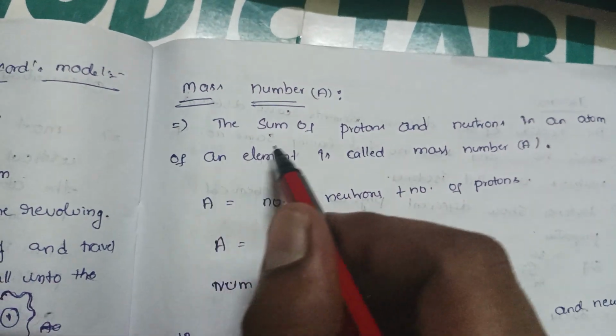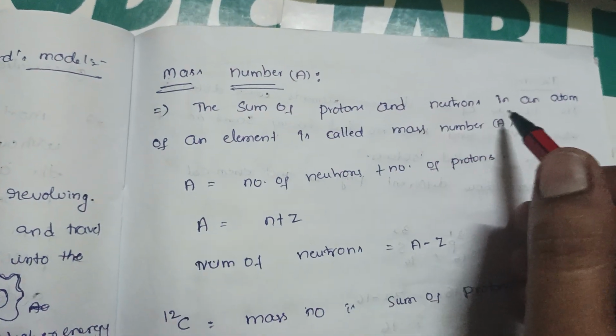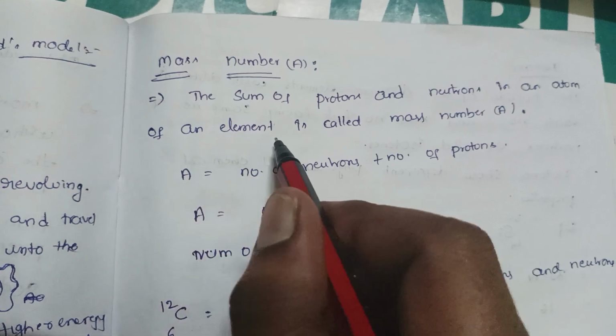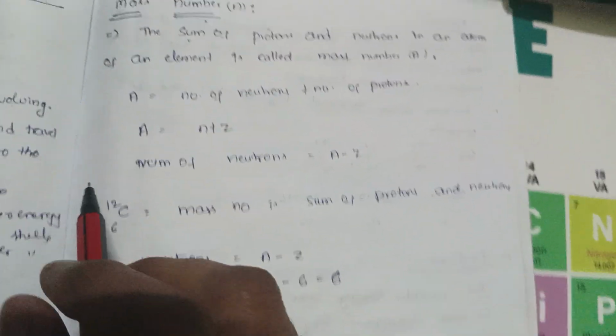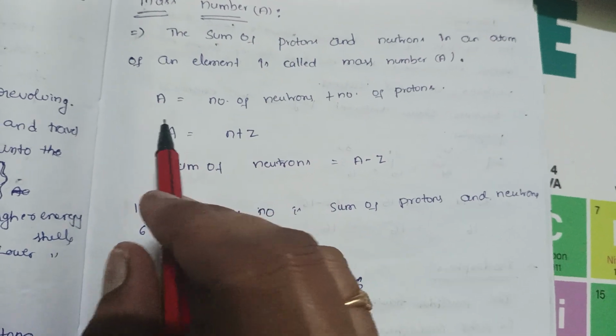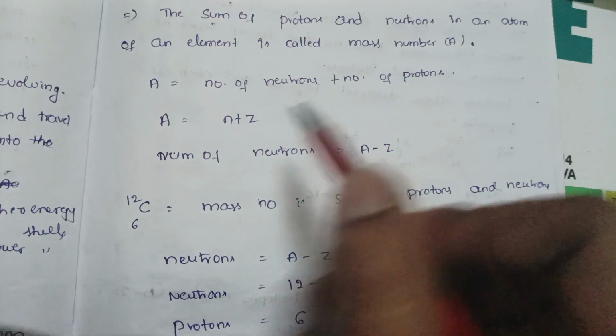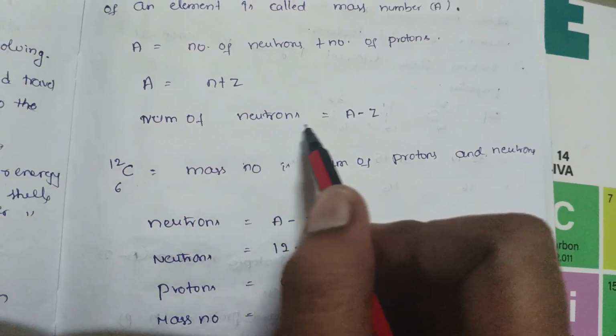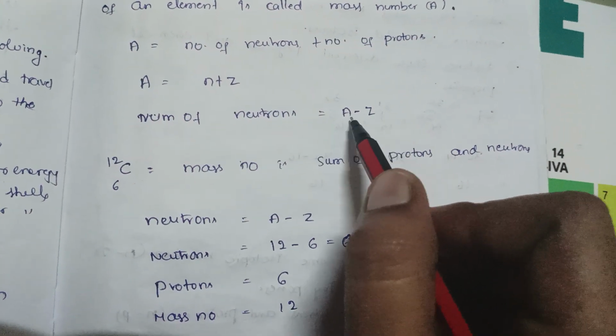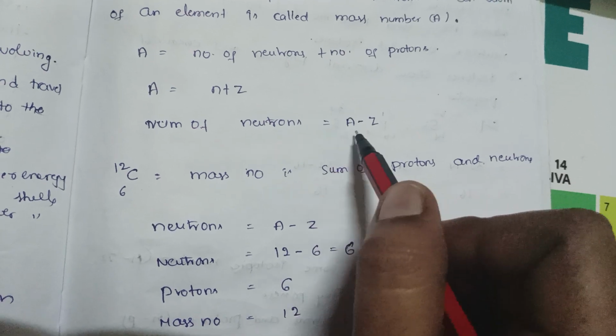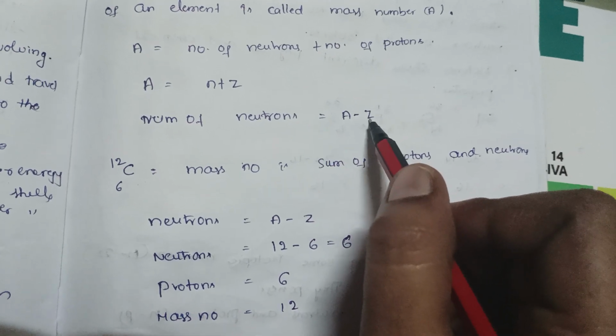Mass number: the sum of protons and neutrons in an atom of an element is called mass number. A is the mass number. A is number of neutrons plus number of protons. Number of neutrons equals A minus Z. A means mass number, Z means atomic number.